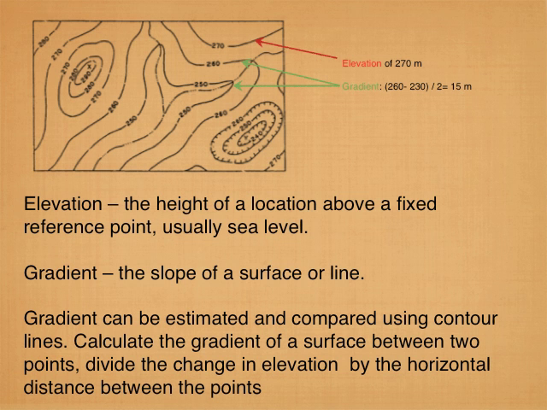So if you look above in the picture, the red line is marking an elevation of 270 meters. But to find the gradient of a location, you wouldn't find necessarily the gradient of an entire mountain or an entire hill. You usually just focus on a position. So if I'm trying to figure out what the gradient is between 260 meters and then the next contour line, which is 230, I would take 260 minus 230 and then divide by 2, giving me 15 meters. So there's a difference of 15 meters between those two locations.